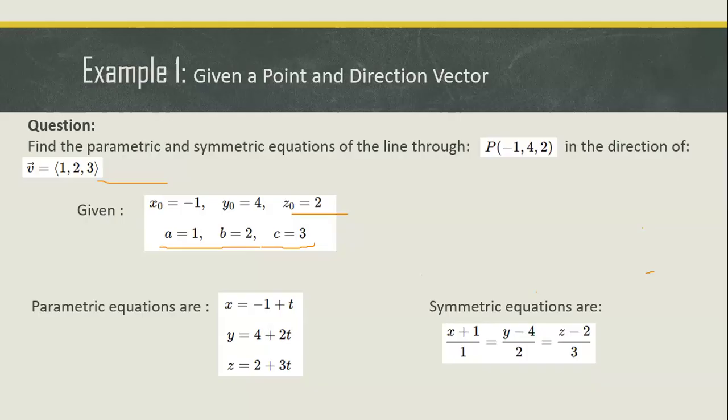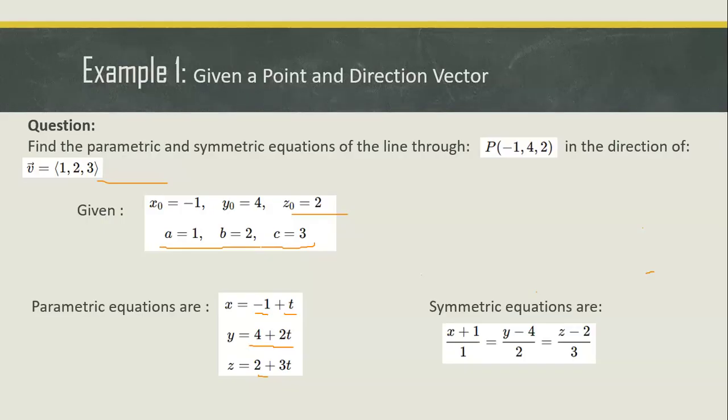Now using our equation, we substitute our values. x0 is -1, so -1 comes here. a is 1, so it remains as t. y0 is 4, and b is 2, so that's how we have our 2t here. And z is equal to 2, and c is equal to 3, so our equation is 2 plus 3t. And this here is our parametric equation. The symmetric equations will be where we make t the subject of the formula.